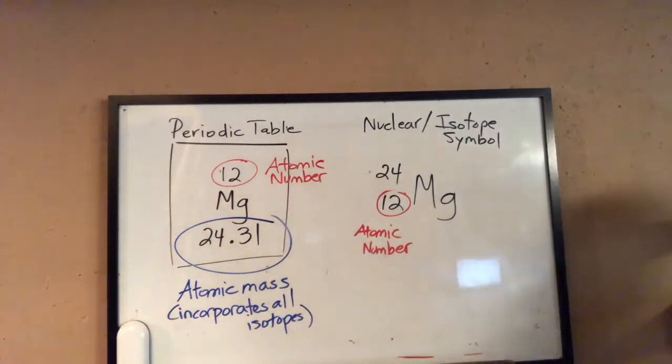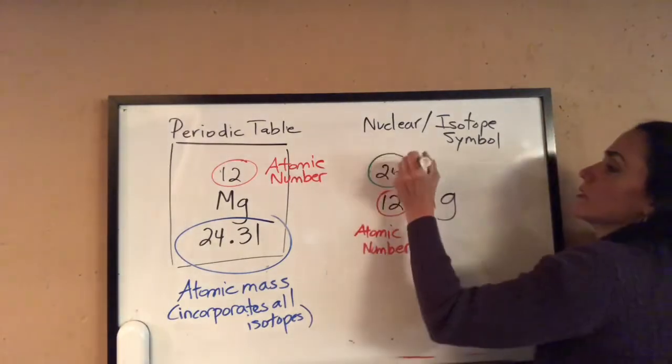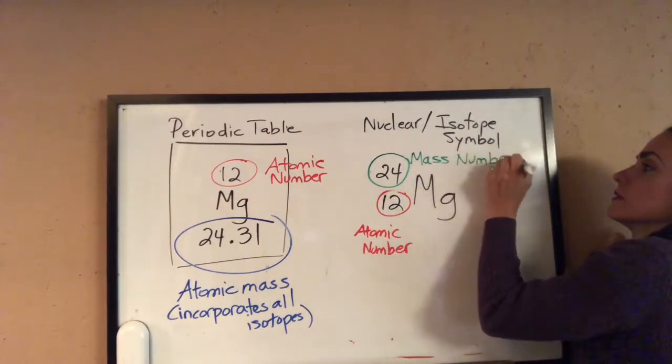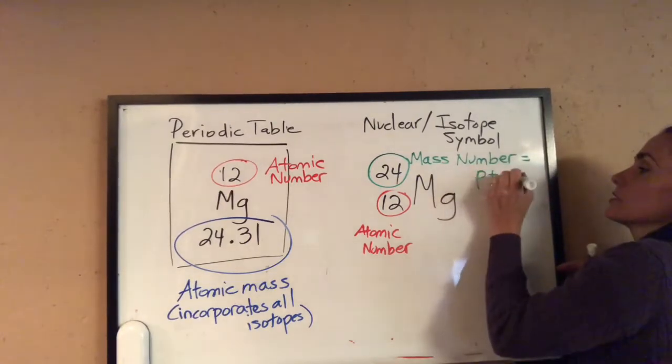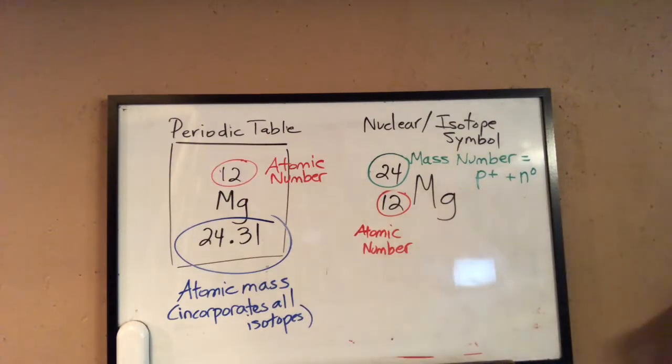But then with the isotope symbol or the nuclear symbol, this is your mass number, which is the protons plus the neutrons. Okay, so I just want to make that distinction again. Okay, and this concludes chapter 4.